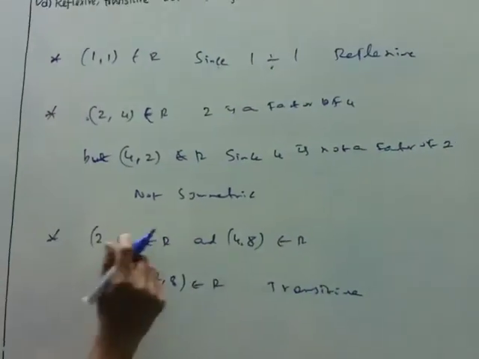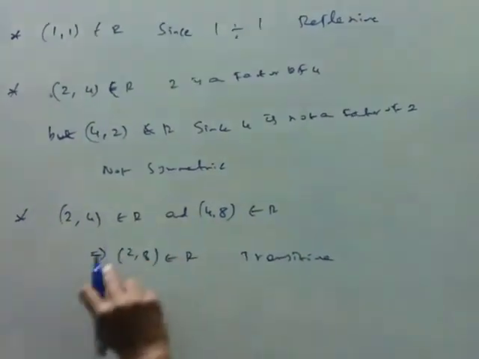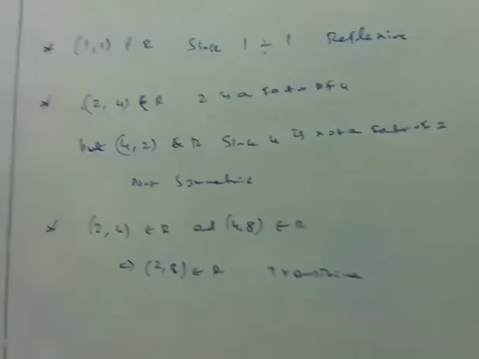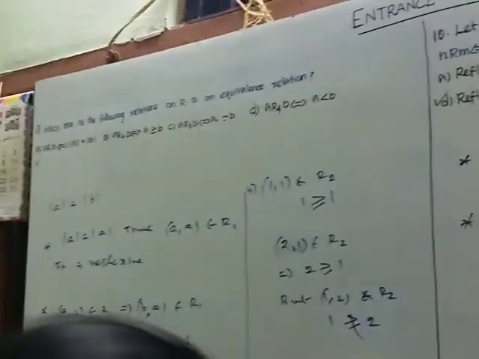(2,4) belongs to R means 2 is a factor of 4, 4 is a factor of 8 and 2 is a factor of 8. So altogether we have only reflexive and transitive but not symmetric.